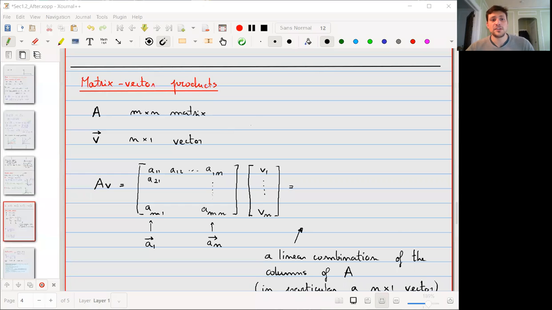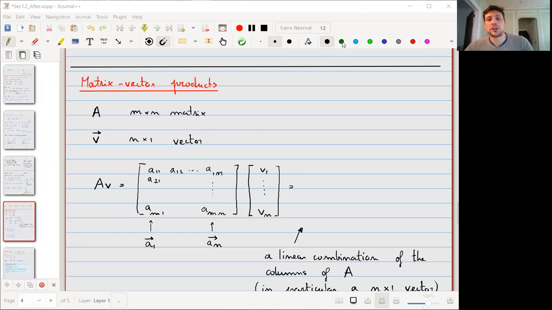Hello everyone. This video is about matrix vector products. This is another new operation that we are not used to performing with numbers, but we can do it with matrices and vectors. The way it works is as follows. Given a matrix M by N and a vector of size N, we can multiply them together in the following way.